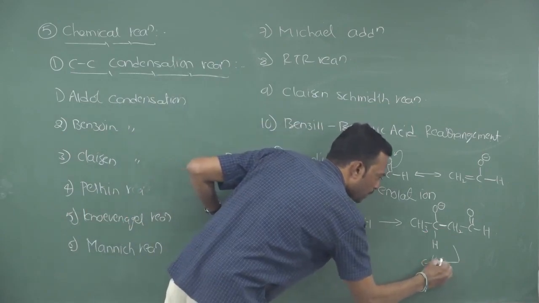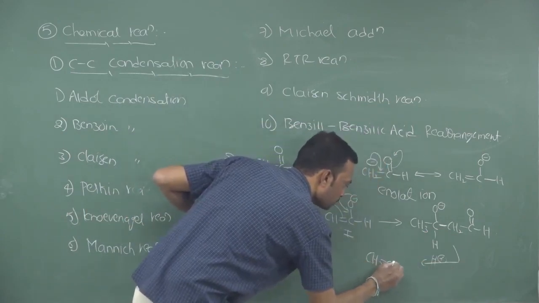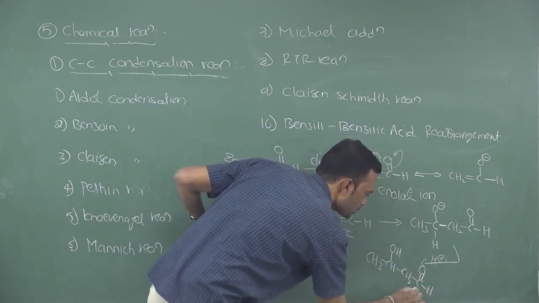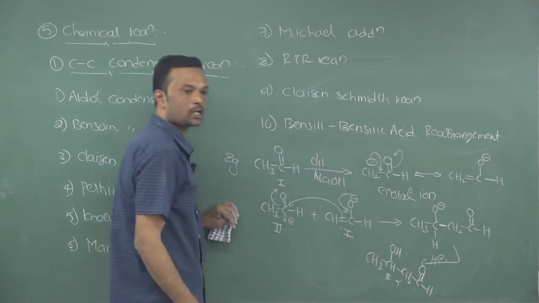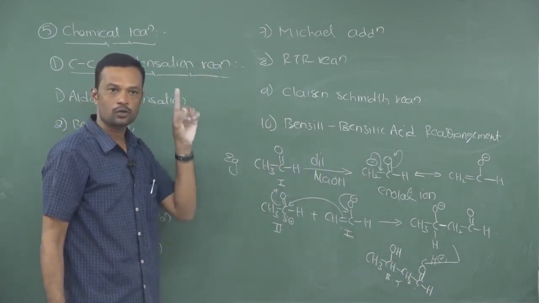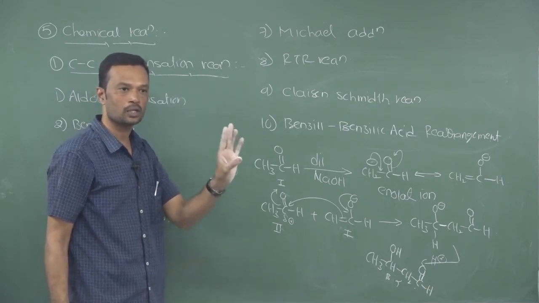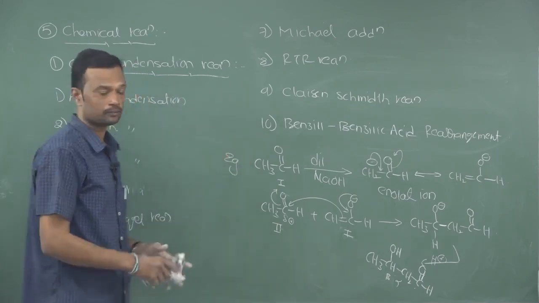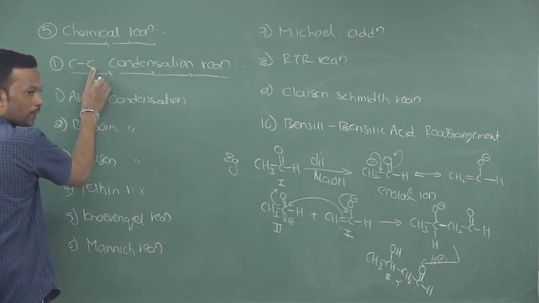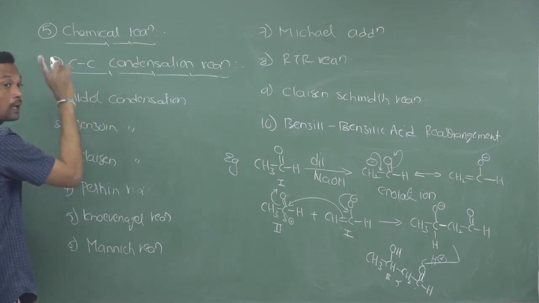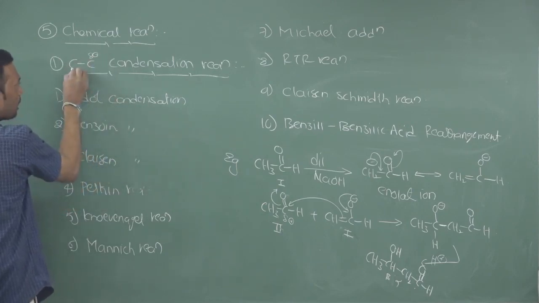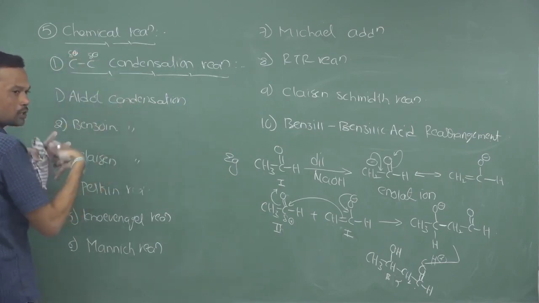Finally it will take a proton from the aqueous medium, and what is your final answer? This is CHOH, and what is this? CH2 C double bond OH. What is this? Alpha, beta. Beta-hydroxyaldehydes are known as aldol. What is this reaction? Aldol condensation. So if I use the word CC condensation in organic chemistry, this carbon comes from the enolate ion, this carbon comes from the carbonyl carbon. The enolate ion shows a carbanion, the carbonyl carbon carries a positive charge, they will condense together.